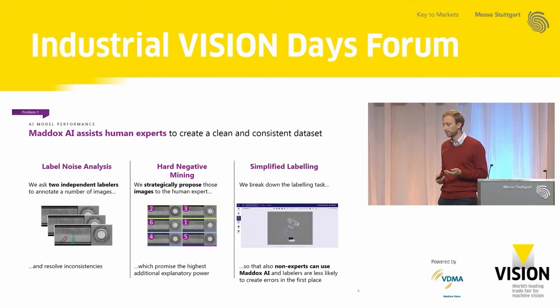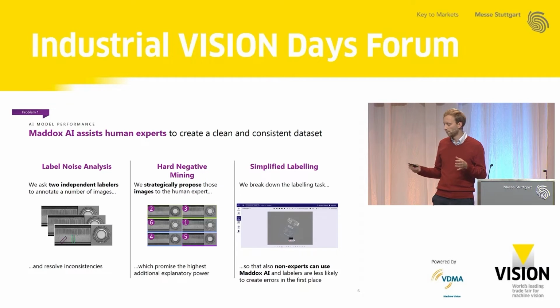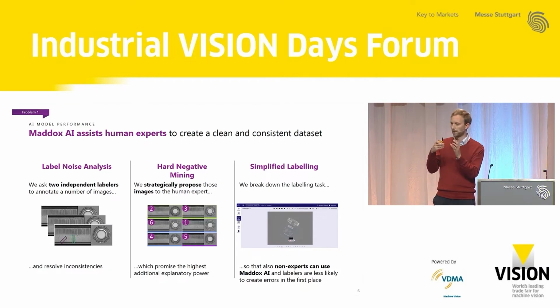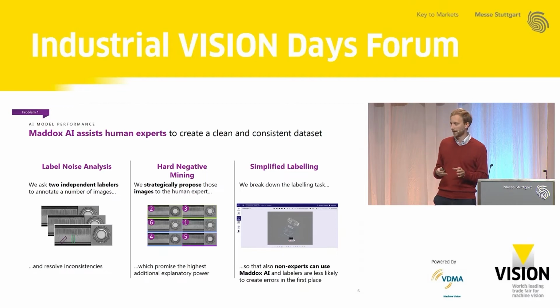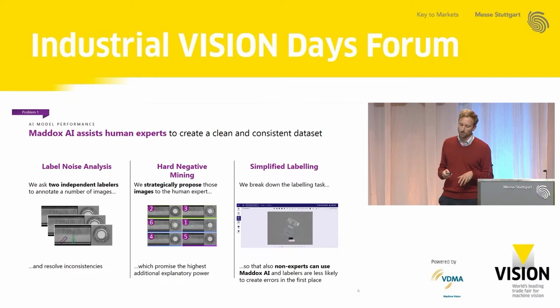And then lastly, we simplified the labeling task, because oftentimes there are so many different failure categories that it's quite tough to label an entire image. What we do is we break it down to simple yes or no questions. So we highlight the part of the image where we ask the question, OK, do you see a scratch here? Do you see a dent there? It's a yes or no question. Everybody can answer it. And this way, it's much easier for the labeler to use. Everybody can use it. And it's a much lower probability that he or she makes mistakes.